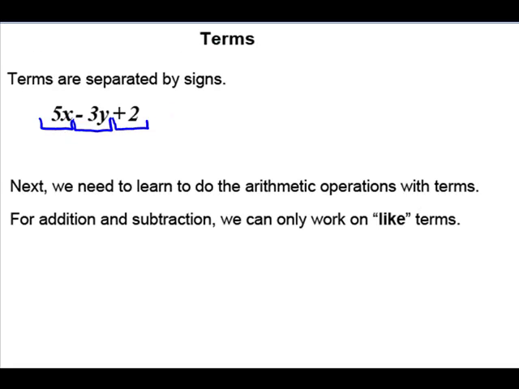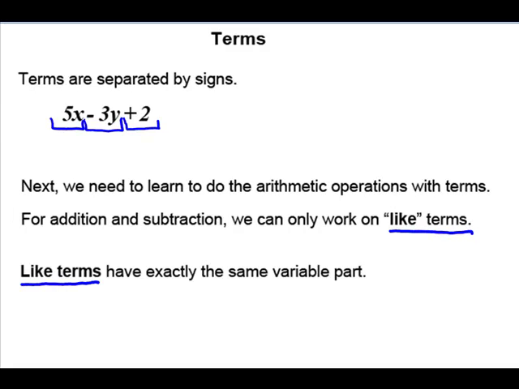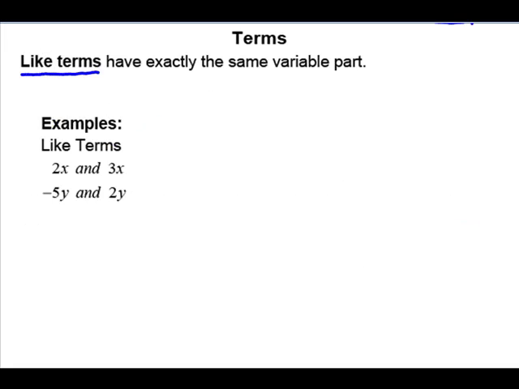Next, we need to learn to do the arithmetic operations with terms. For addition and subtraction, we can only work on like terms. Like terms have exactly the same variable part. Here are some examples of like terms. 2x and 3x, because each have x for the variable part. Negative 5y and 2y, because each have y for the variable part.